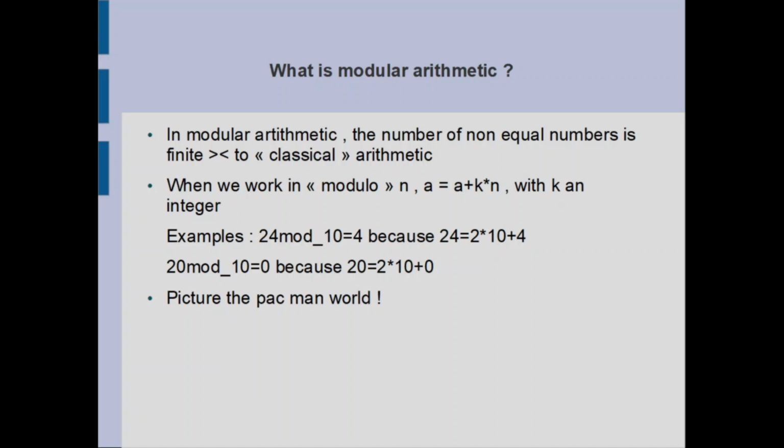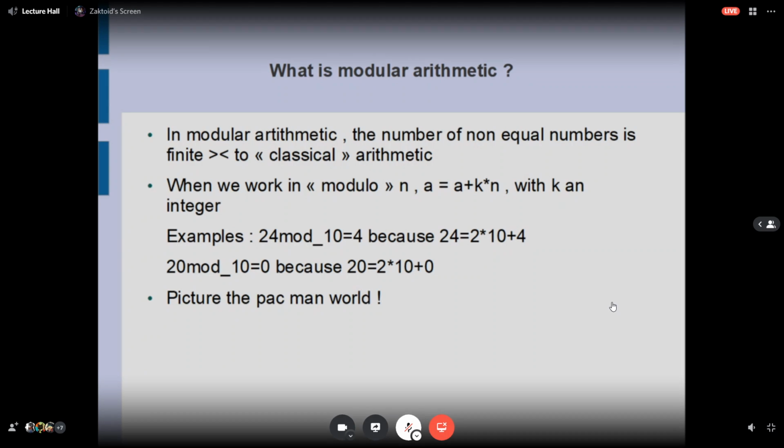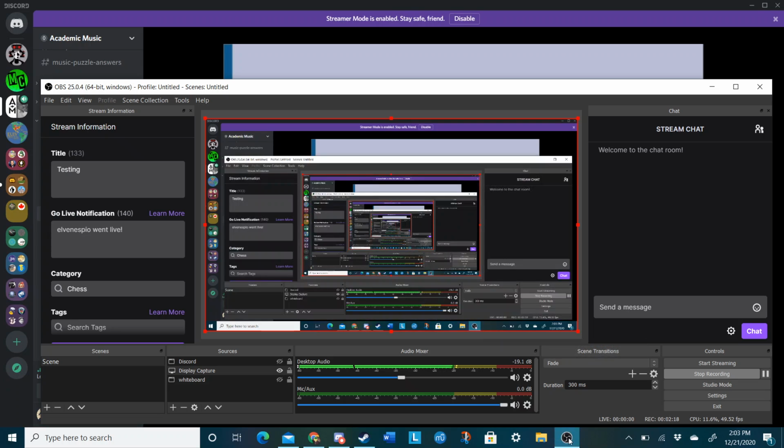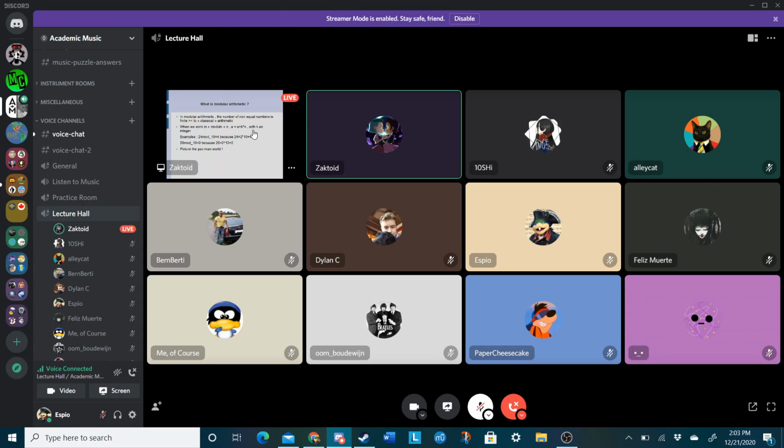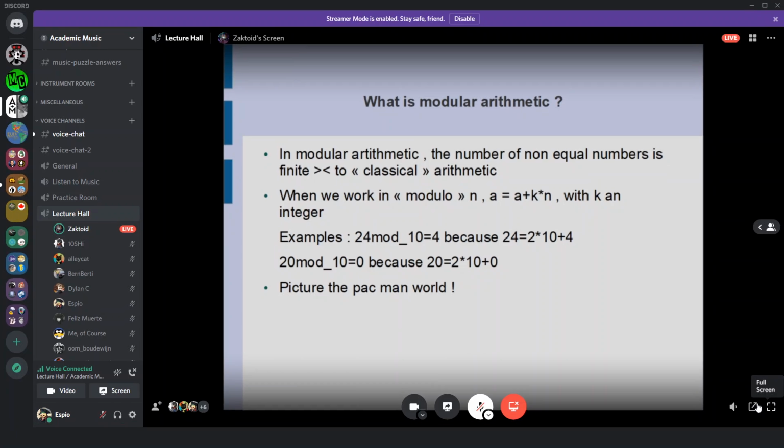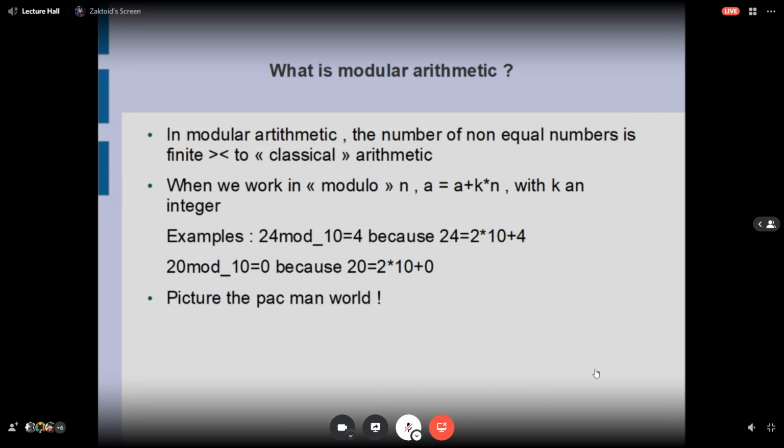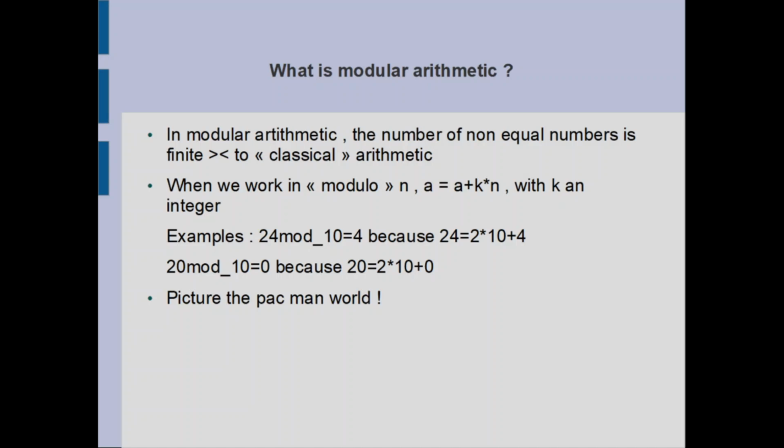To understand that, I would picture the Pac-Man world. You can picture yourself a line with the numbers, and when you get to the end of the line, you get back to the beginning, just like in the Pac-Man world. You know, when he gets to the very right part of the screen, he gets to the very left. You can also picture it as a circle, a cycle.